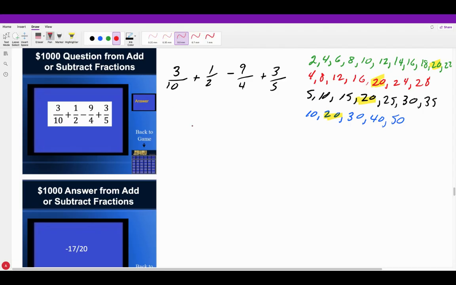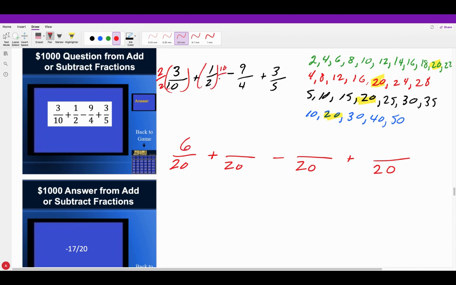So I'm going to go ahead and know that all of these need to be rewritten over top of 20. So plus 20, minus 20, and plus 20. So I know that these are all going to be rewritten with the denominator of 20. So 10 times what gives me 20? So 2. So I'm going to multiply both of these by 2. 3 times 2 gives me 6. 1 times 10, or 2 times 10 gives me 20. So both of these need to be multiplied by 10.